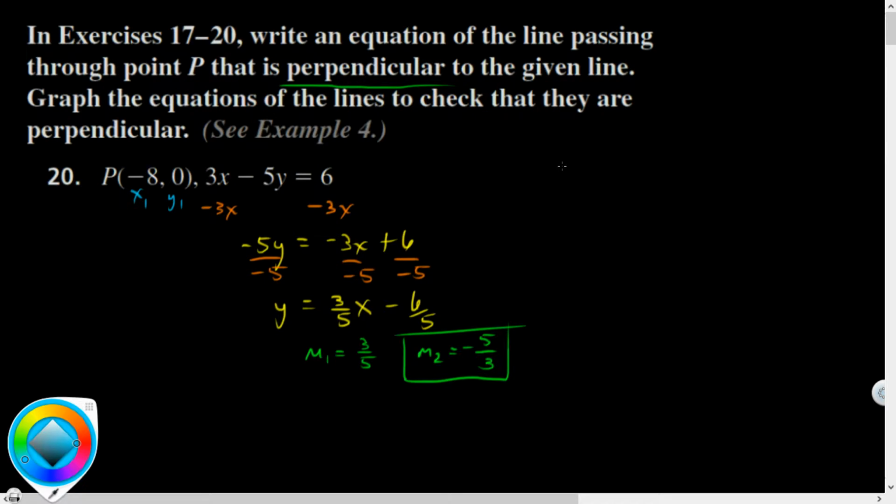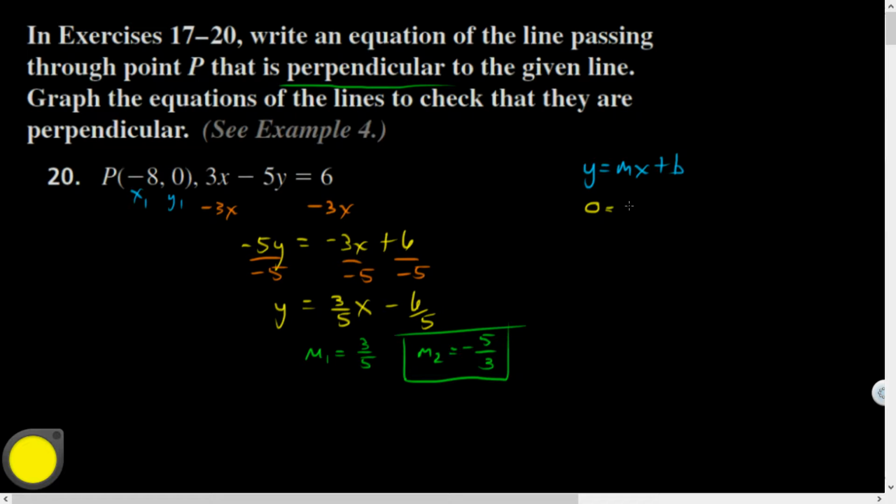Okay, mind blown. And then I think you guys in general preferred the slope-intercept form to plug in these two as points for x and y, our slope for m, and then solve for the corresponding b that will make our equation true. So negative 5/3.